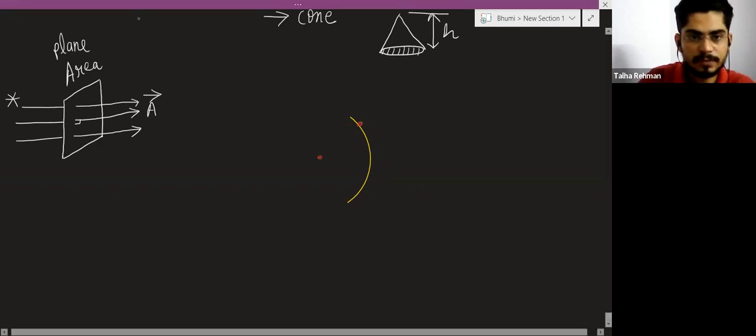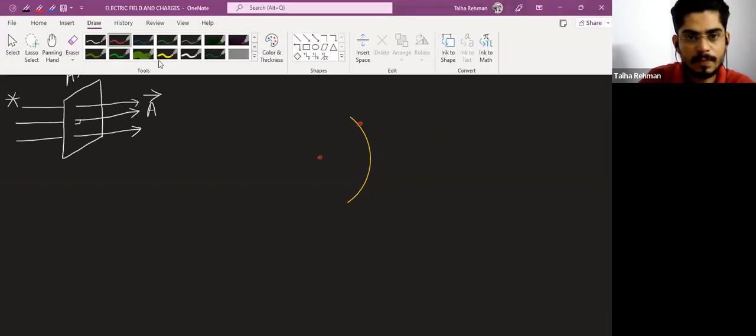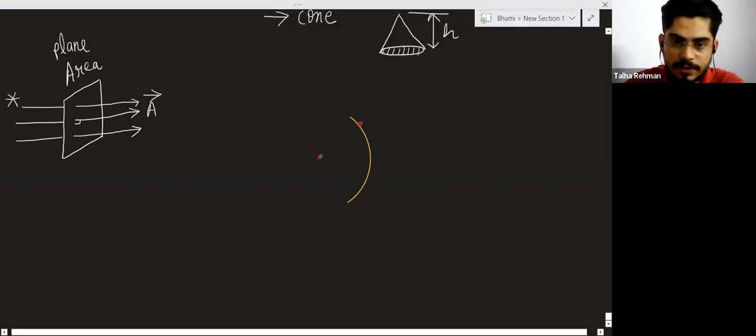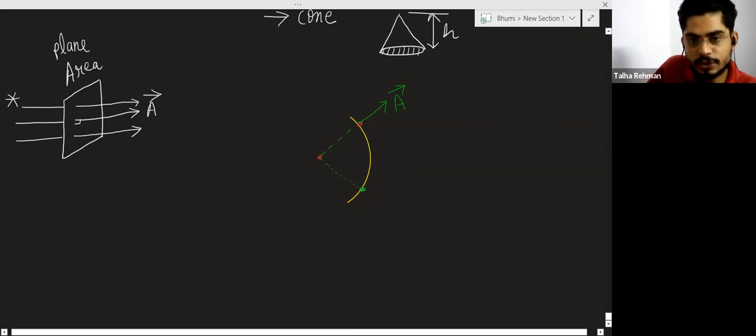So how will you do this? This will be the area vector, the direction of the area vector that I am taking. If someone asks for the area vector here, the direction of the area vector is in this direction. This is the center O. If someone asks for the area vector here, then the direction of the area vector is here.